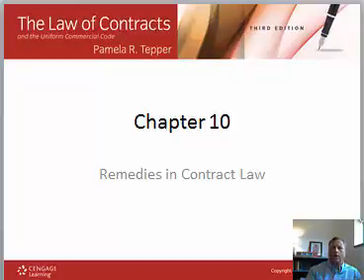Up until now, we've been talking about the formation and the analysis of a contract under common law. In Chapter 9, we talked about once the contract is formed, performance and discharge of the obligations under the terms of the contract. Today, we're going to talk about what happens if performance doesn't happen. What happens if the obligations aren't discharged? What are the remedies available in contract law?